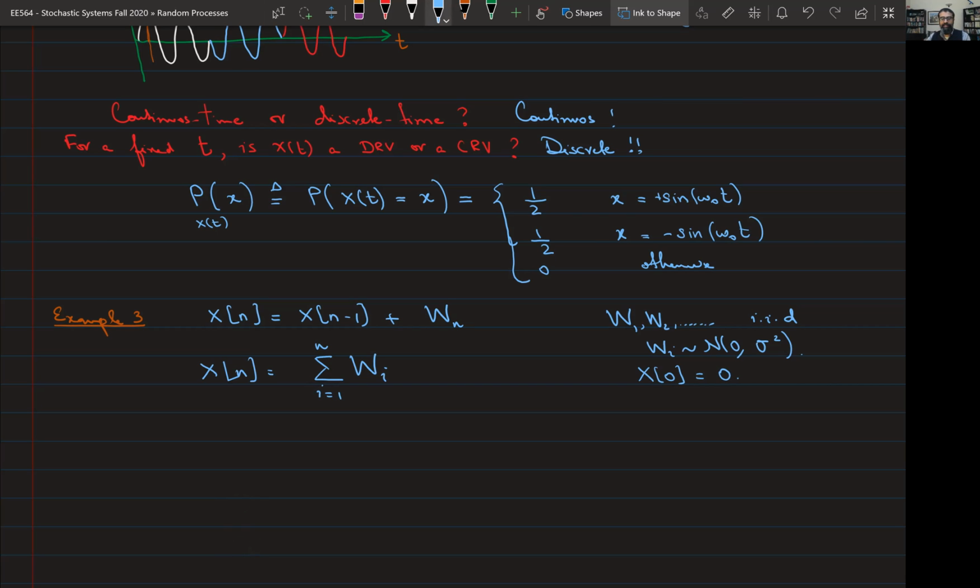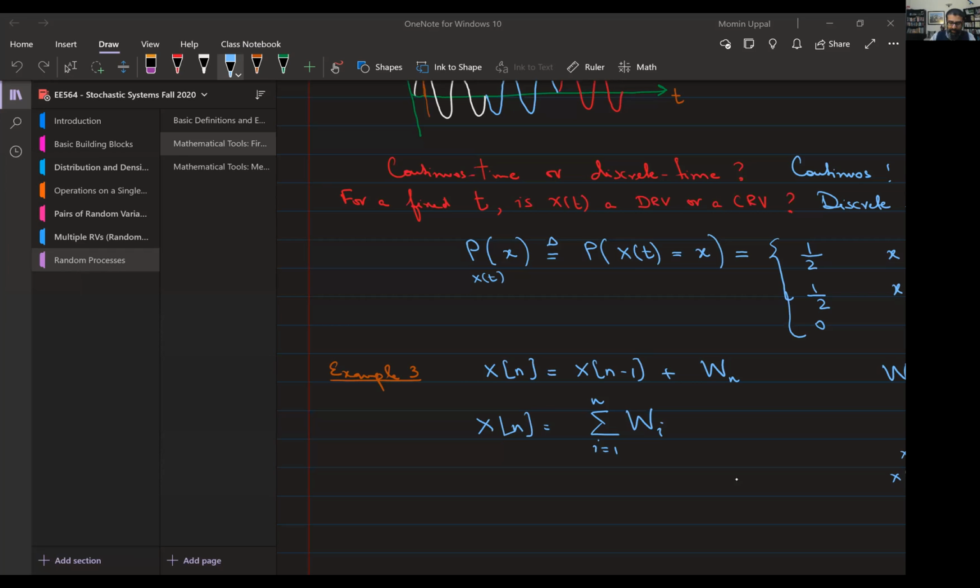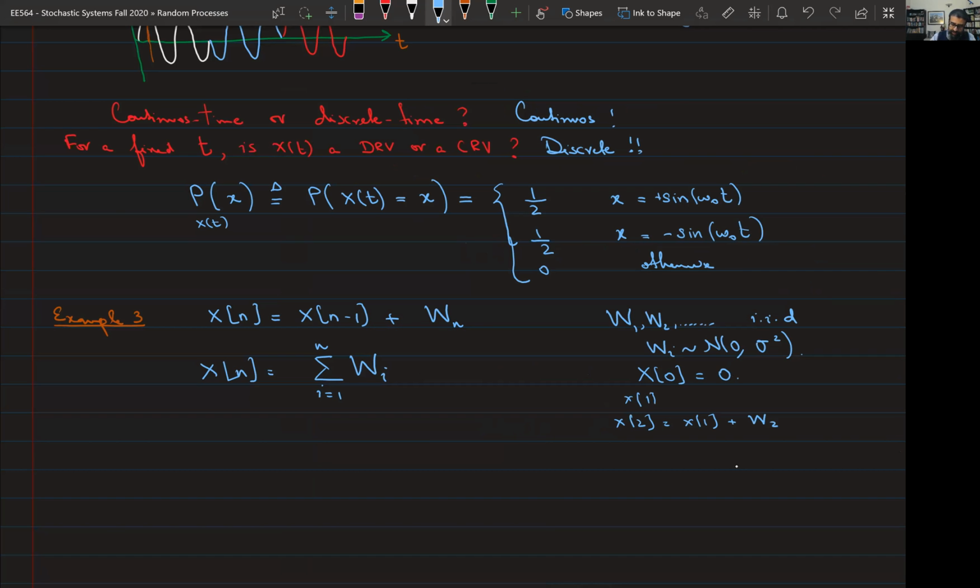So x of 1 is just w1, because x of 0 is 0. So x of 2 is x of 1 plus w2, which is w1 plus w2. And x of 3 is x of 2 plus w3, which is just w1 plus w2 plus w3, and on, right? So this is an accumulator, okay?